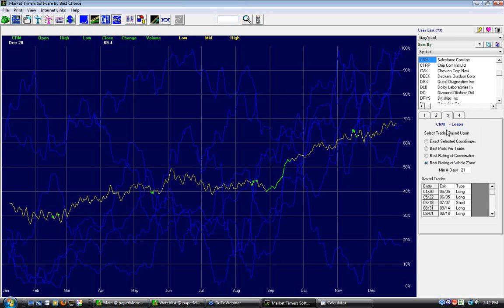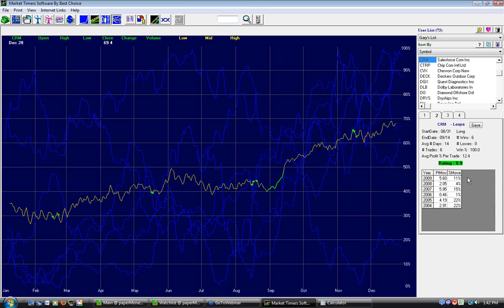because tab 3 is defaultly set at best rating of whole zone. Now, I've got it set for 21 days. Defaultly, it's set at 14 days. Because of the way the algorithms are written, with 365 calendar days, 52 weekends, and 9 federal holidays, last I checked, unless some new ones have been introduced, that leaves us 252 trading days. Those weekends and holidays do not necessarily fall on the same day from year to year, so when you're looking back into history to account for that variance, you can change this in increments of 7. So keep that in mind.